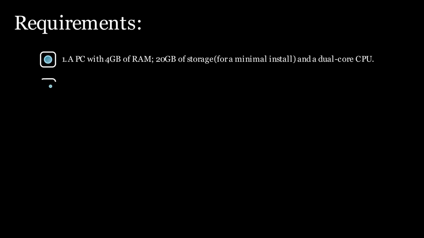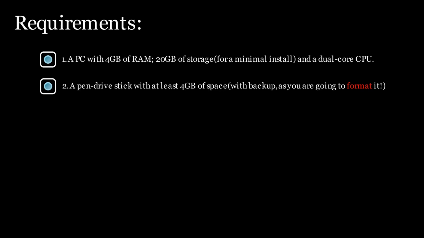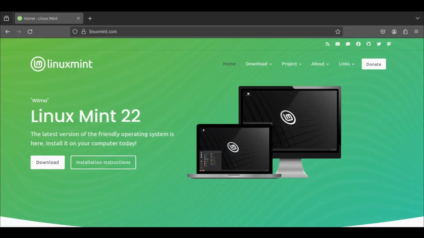Requisites. You will need a PC with 4GB of RAM, 20GB of storage for a minimum install, and a dual-core CPU. You will also need a pendrive stick with at least 4GB of space with backup as you are going to format it. Now, I'm going to download Linux Mint from the official website. By the way, it's linked in the description.